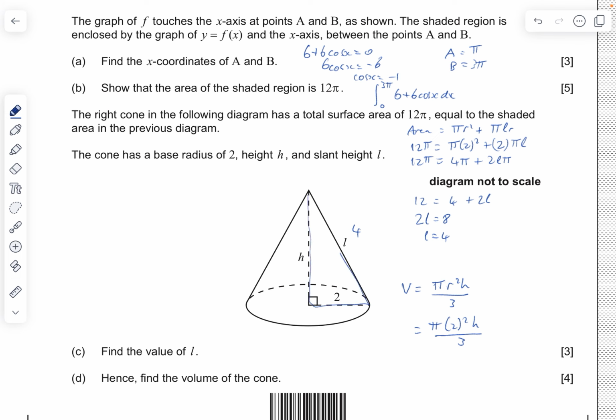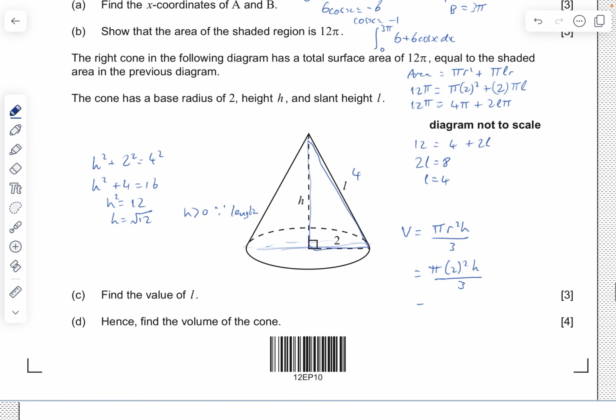This is a nice right angle triangle we can look at, which you can see if you slice this down the middle of the cone. Right angle triangle, so we would use Pythagoras. So h squared plus 2 squared equals 4 squared. h squared plus 4 equals 16. h squared equals 12, so h equals root 12. h is greater than 0 since it is a length.